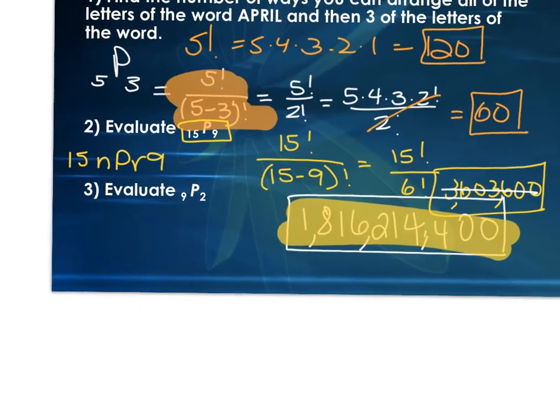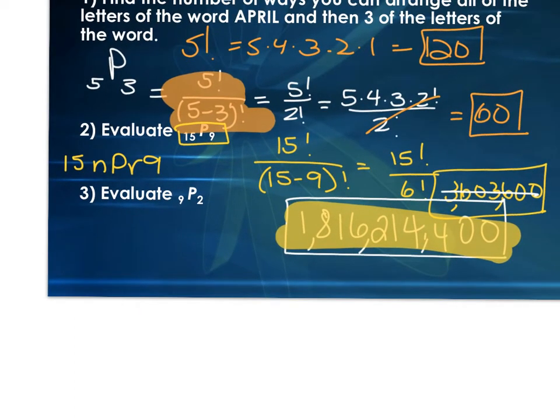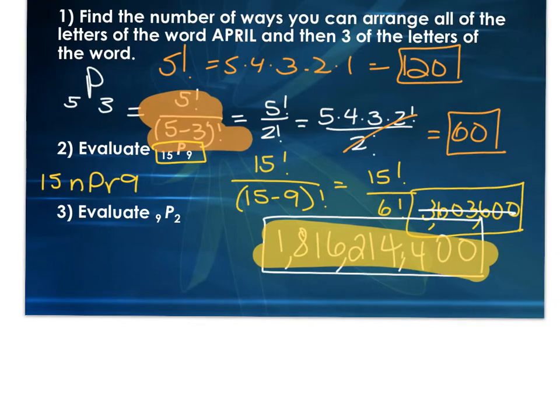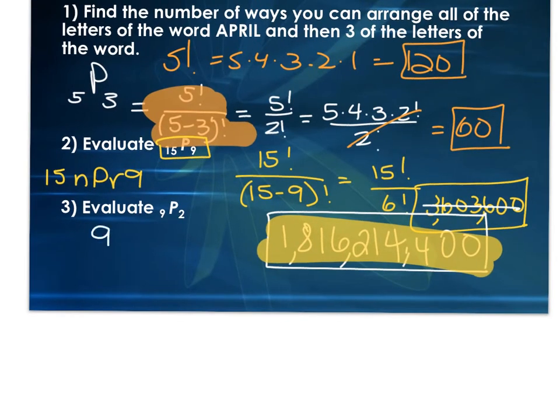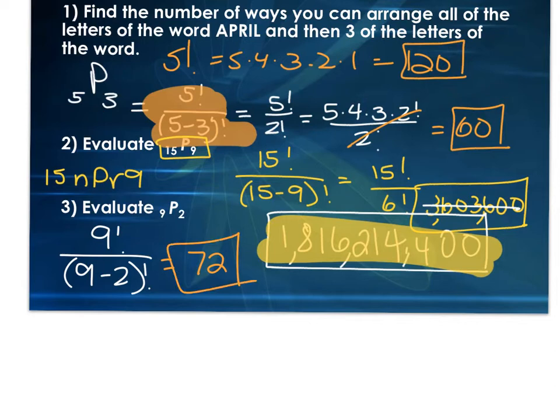And then the last one, evaluate P when n is 9 and r is 2, and this is just 72. So I'd get 9 factorial over 9 minus 2 factorial, which is 72. Questions on any of that?